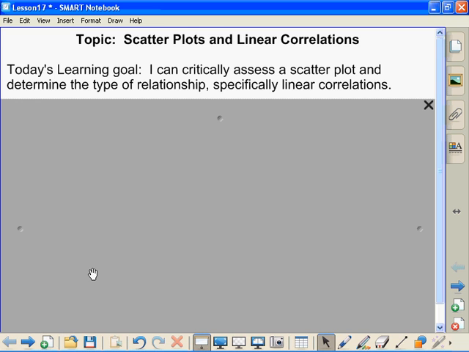And today's topic for this particular lesson is scatter plots and linear correlations. So our learning goal today: I can critically assess a scatter plot, which means that I can look at a scatter plot and identify the type of linear relationship, or what type of correlation, we're looking at. And like I said, today we're looking at linear correlations. So moving on.